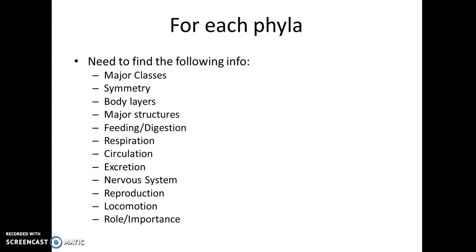For each phyla, we're going to find the following information, from major classes to symmetry, body layers, major structures, feeding, digestion, respiration, circulation, excretion, nervous system, reproduction, locomotion, and how important they are. On the AP exam and in the AP curriculum, you're expected to be able to compare all those major body systems in all organisms. So we are going to focus our attention on comparison, and we're going to do that constantly.